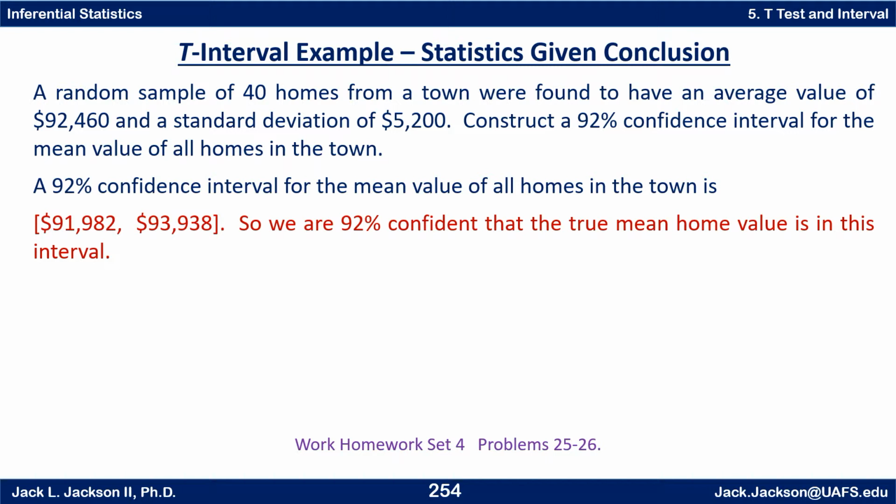Once again, it's not that the mean value is moving around. The true mean value is some number. We just don't know what it is, but it's fixed. And if we were to do this process again with a different sample, we would get a different confidence interval, but it would end up having the same width if we were taking the same confidence level and the same sample size. And 92% of the time, if we did that, we would capture the true mean.